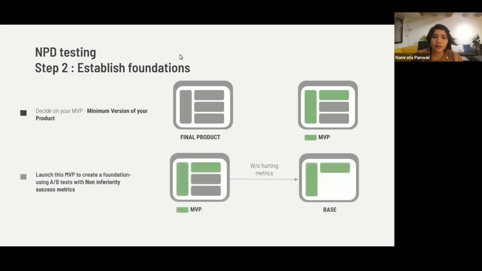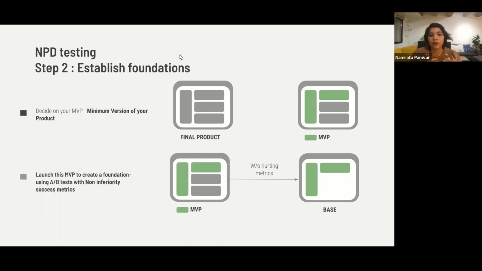The second bit is to actually use this MVP and launch it via A/B tests. Now, this is not in a traditional sense the usual A/B test, but to use a non-inferiority as a success metric. In this case, we are defining a non-inferiority threshold. By that it means we are saying that we will make this MVP, this base product, live if we do not break anything.